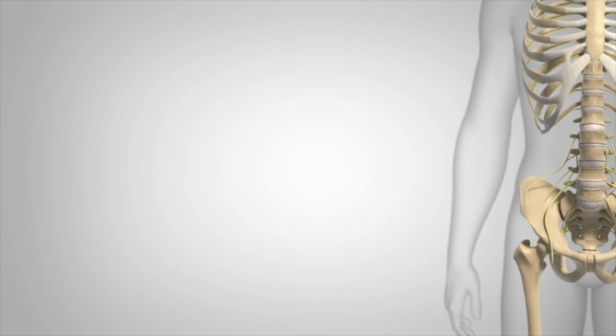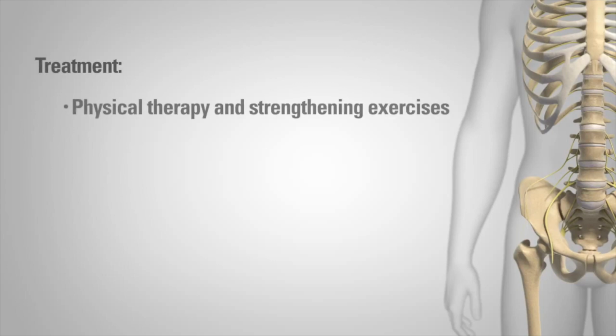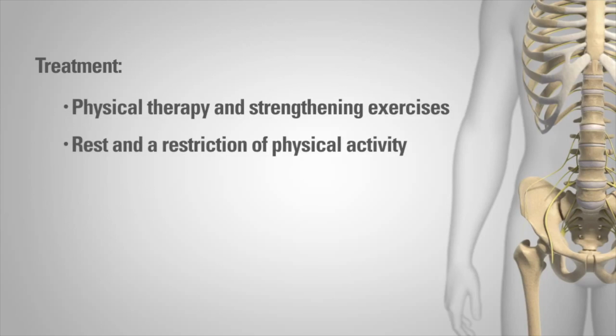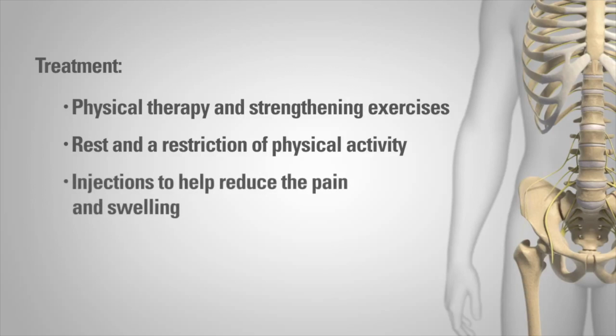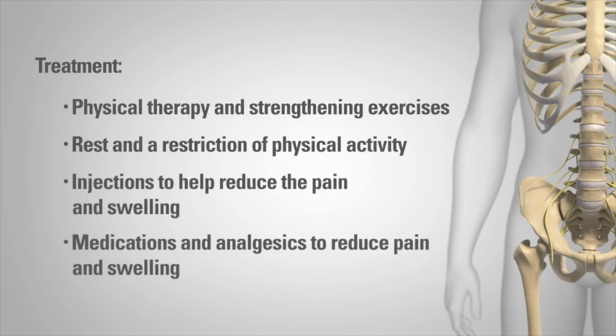What study and research suggest is that the treatment plan for degenerative changes in your spine can be divided into physical therapy and strengthening exercises. In some cases, in acute pain, rest and restriction of physical activity. You may use injection to help reduce the pain and swelling, and in some cases, they may give you medication and analgesic to reduce pain and swelling.